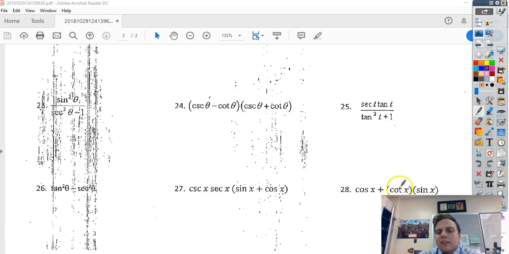All right, 28, last but not least. I'm going to write upwards because I can't really write down anymore. There's no Pythagorean identity here, so I can't change anything based on that. There's nothing to distribute, so I can't do that. So I'm going to change things in terms of sine and cosine. Cosine is already in terms of sine and cosine. Cotangent can be changed to cosine over sine. And then sine is already in terms of sine or cosine. Well, I have a sine on bottom and a sine on top, so they cancel. Cosine plus cosine is 2 cosine x. And there we go.